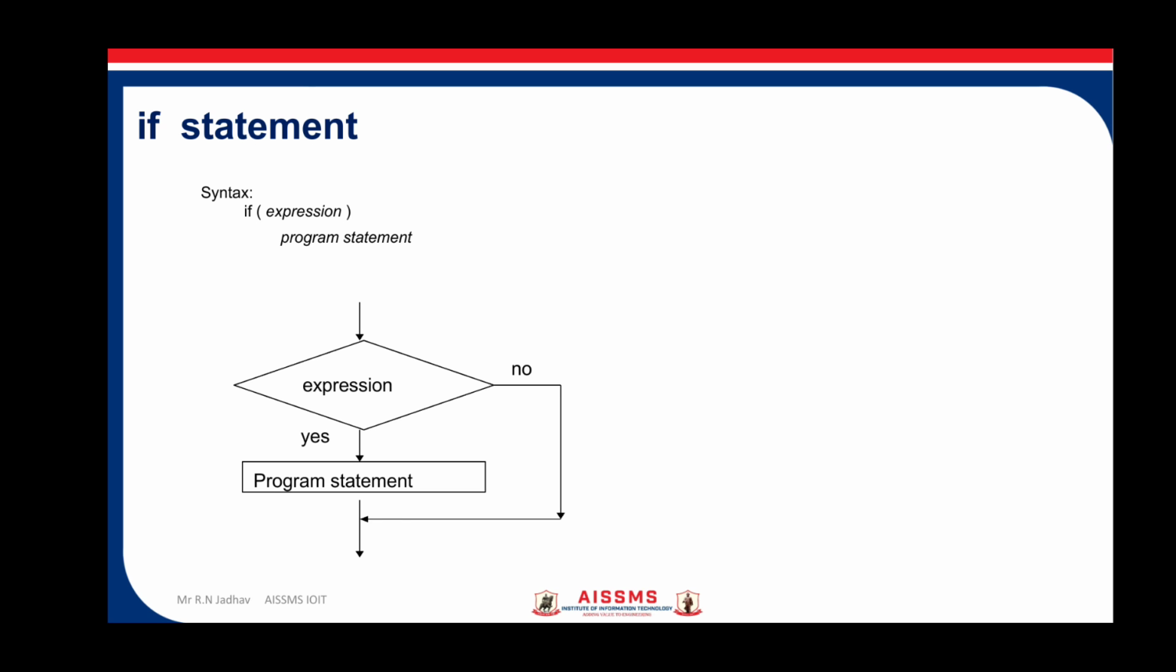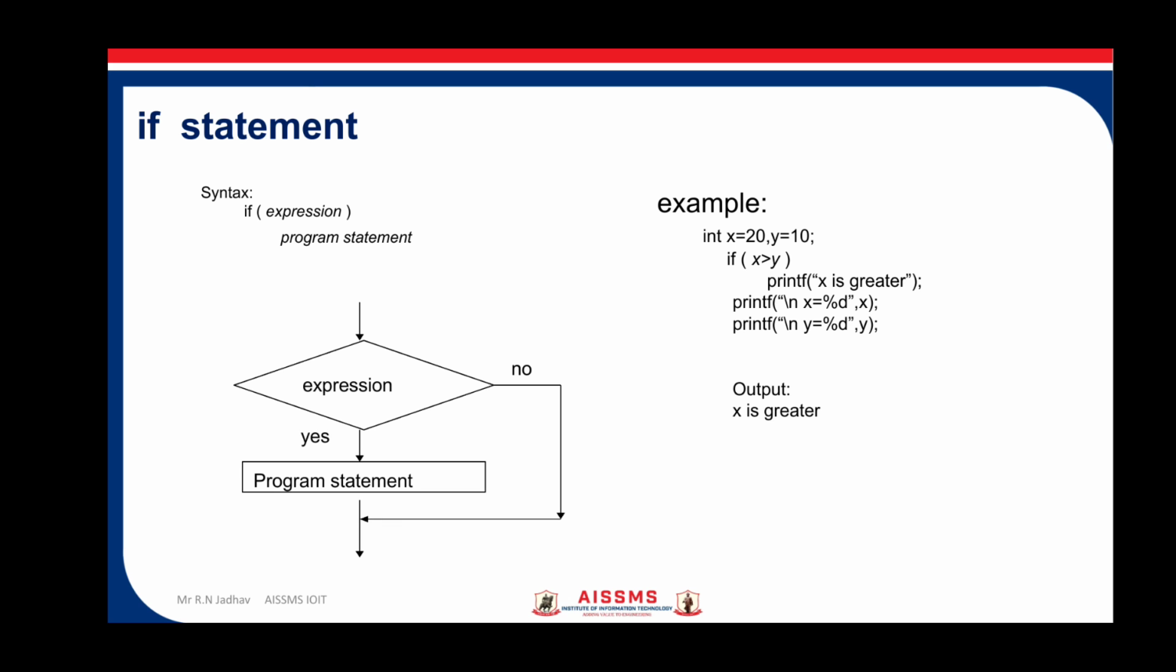An example for the if statement is, if we have two variables x and y where the value of x is 20 and y is 10. First we are checking if x is greater than y. If this condition is true, then it will execute this statement, that is print x is greater. Then we have another statement which will print the value of x and y. So in this case the output will be x is greater because the condition is true, and after that the program will continue its flow of execution and it will print the remaining statements, that is x equal to 20 and y equal to 10.